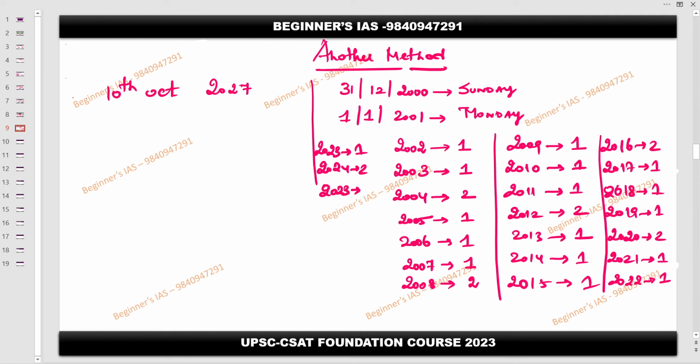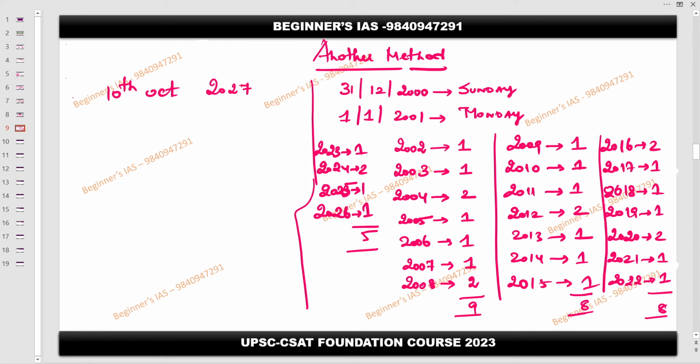Two, 3, so here 4, 5. 25, 5, 1. 26, 2, 1. So now add everything. How many odd days are there? Add everything. This one is 9. Here 8. Okay, totally how many odd days here? So here 5. So the last one should be 9.